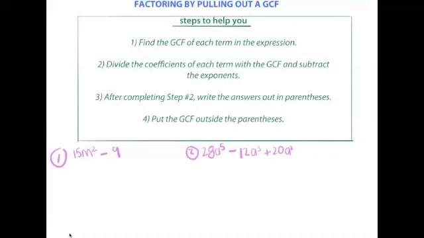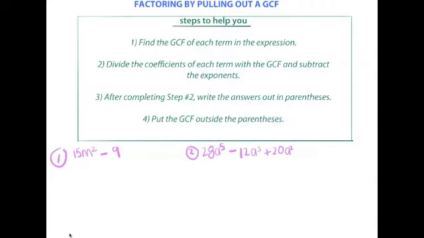Now that we've learned how to divide polynomials by monomials, what we're looking at today is one of our first ways of being able to factor these things. The first way I'm going to show you to factor is by pulling out a GCF. I've given you some steps in the green box right here to help you out with how to factor by pulling out a GCF.